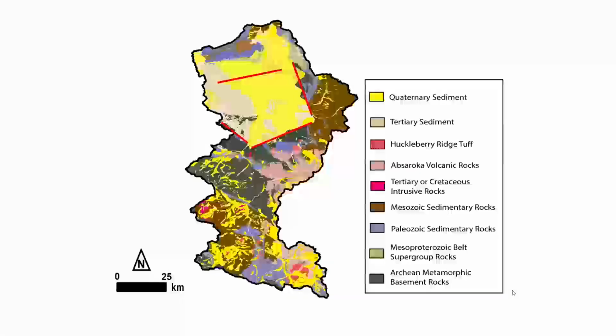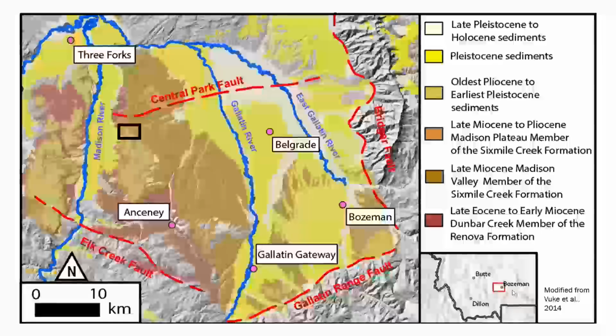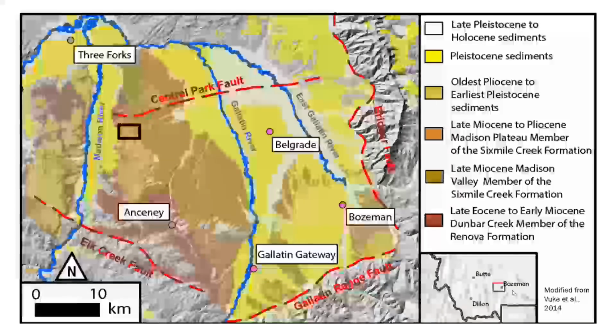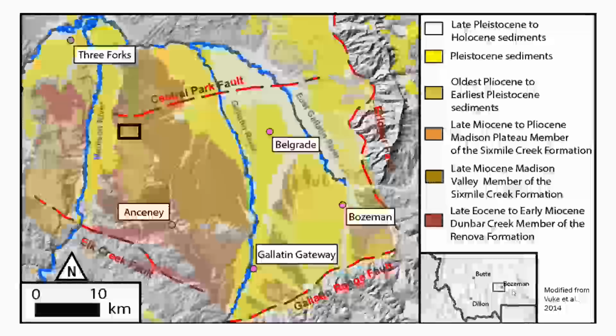So here's again the Gallatin River catchment, and we're going to zoom into the basin right there. One thing that's kind of interesting is you have four normal faults bounding the basin: the Gallatin Range fault, the Elk Creek fault, the Bridger fault, and the Central Park fault, with really not that much information on them. And so Susan and others mapped the Sixmile Creek Formation in this area.